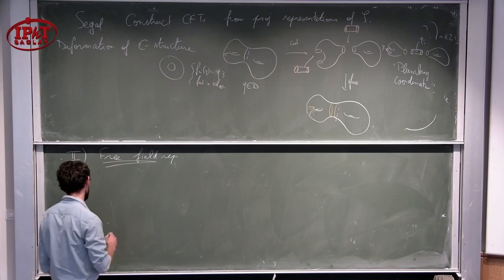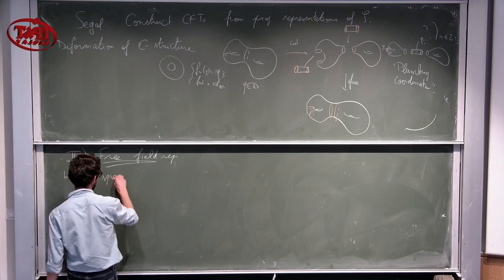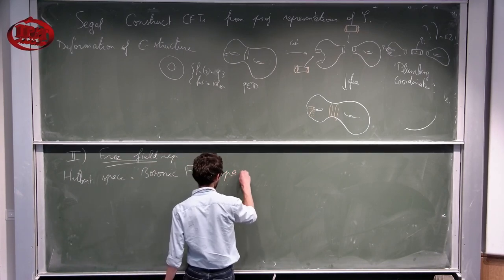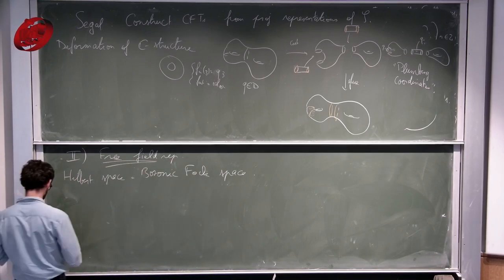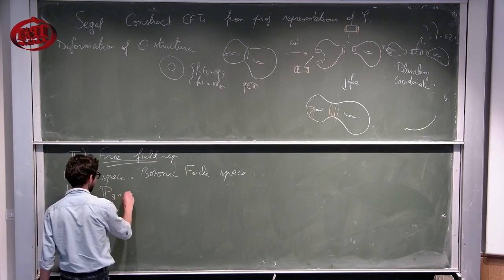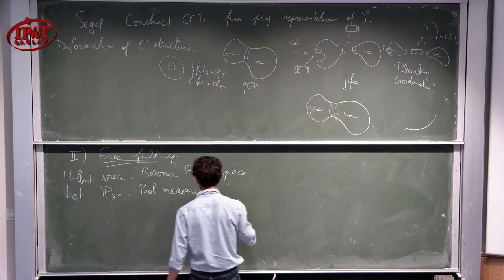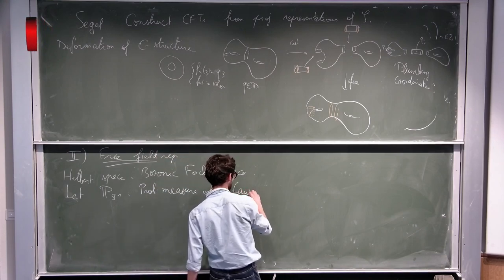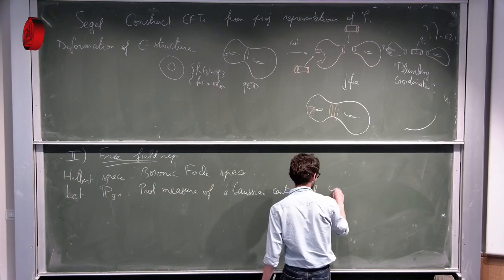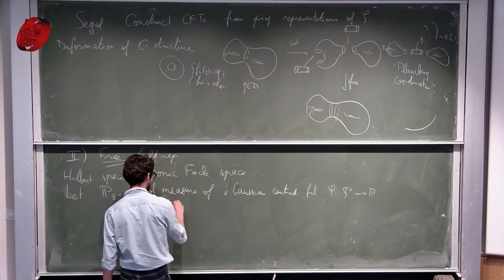So I first need to introduce the Hilbert space that we're interested in. The Hilbert space will basically be the bosonic Fock space. But for the purpose of this probabilistic approach, I'm going to use a specific realization of it. So I need a probability measure, which is the law of a centered Gaussian field phi on the circle, in real values, that is logarithmically correlated.